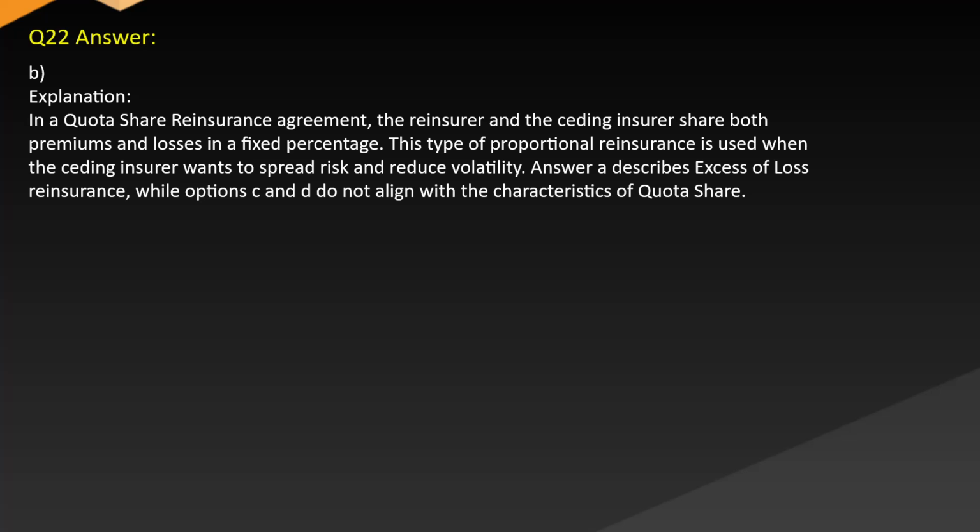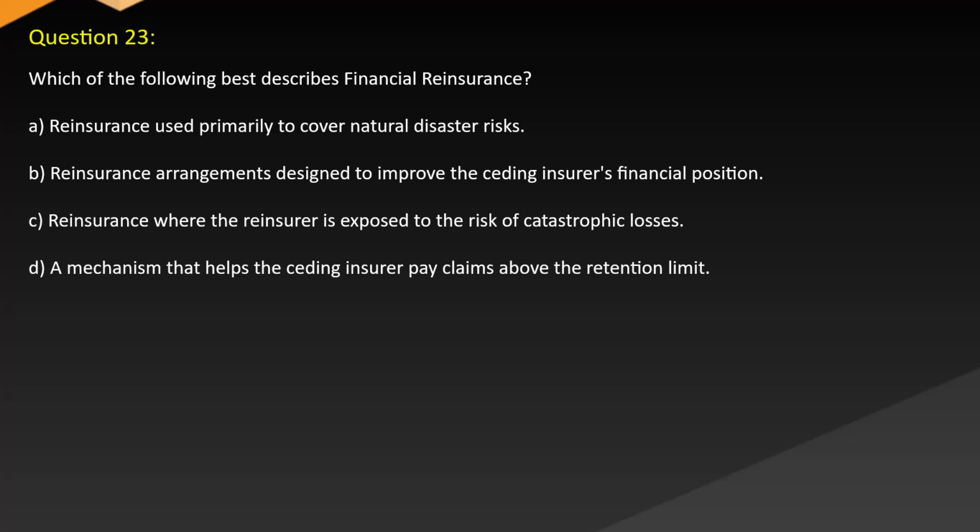Answer: B. Explanation: In a quota share reinsurance agreement, the reinsurer and the ceding insurer share both premiums and losses in a fixed percentage. This type of proportional reinsurance is used when the ceding insurer wants to spread risk and reduce volatility. Answer A describes excessive loss reinsurance, while options C and D do not align with the characteristics of quota share. Question 23. Which of the following best describes financial reinsurance?